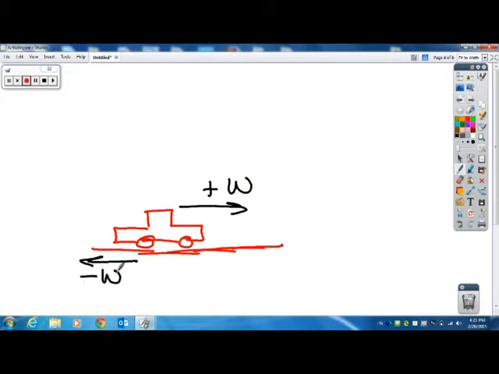So let's say there's positive work being done on this car as it moves to the right. And that positive work is being done by friction that's causing the car to accelerate to the right. But at the same time, air resistance is doing negative work against the car. If the positive work and the negative work are equal in magnitude, then that means the net work will be zero.